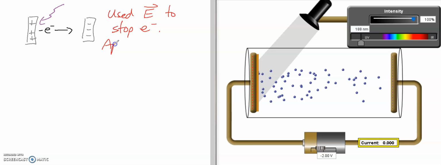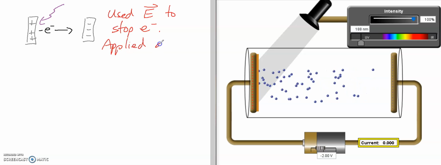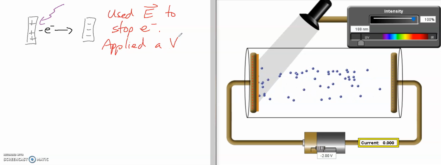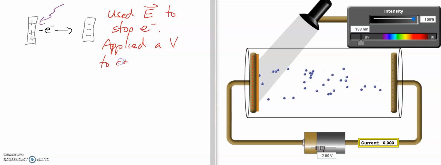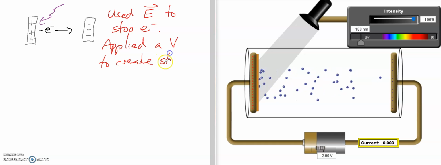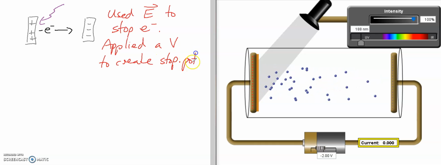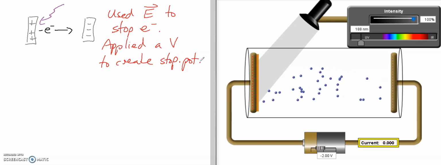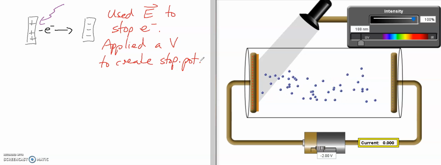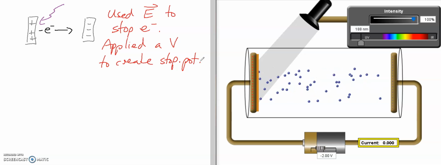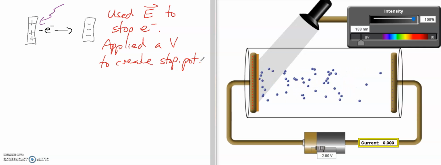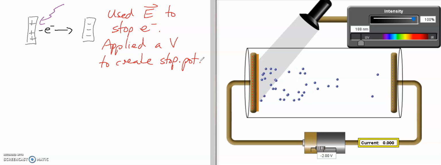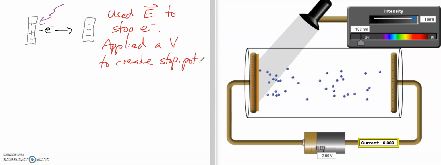Okay, so he applied a voltage or potential difference to create what's called stopping potential. Okay, and this was actually called stopping potential. And basically what happened is actually a really, really simple idea. He uses the electric field to do work against the electrons and take away all of their kinetic energy. And that's what the stopping potential is.